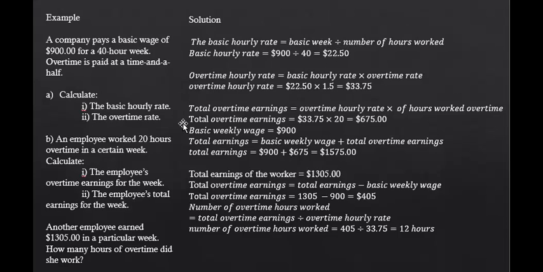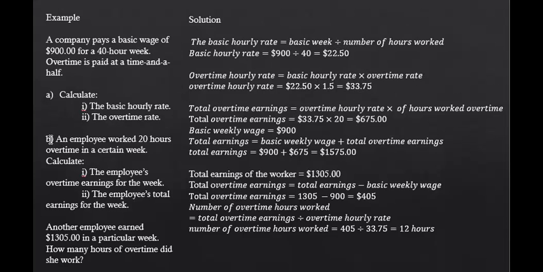We want to know the overtime rate. Overtime hourly rate is equal to basic hourly rate multiplied by overtime rate. Overtime is paid at time and a half, so it's 1.5. So it's going to be 22.50 multiplied by 1.5, which is equal to 33.75. And this is the answer for A2.